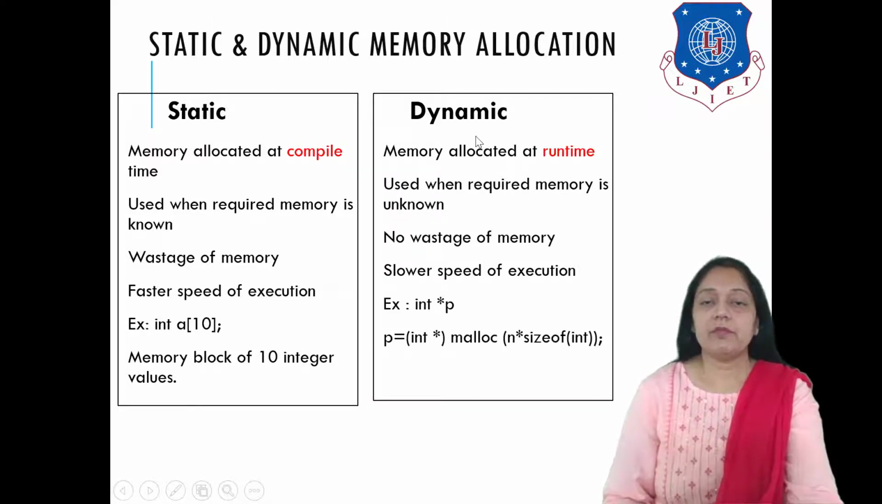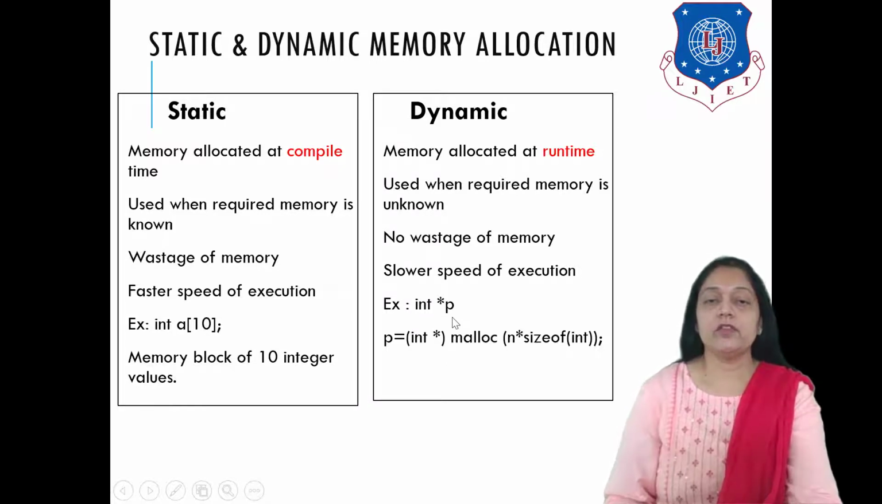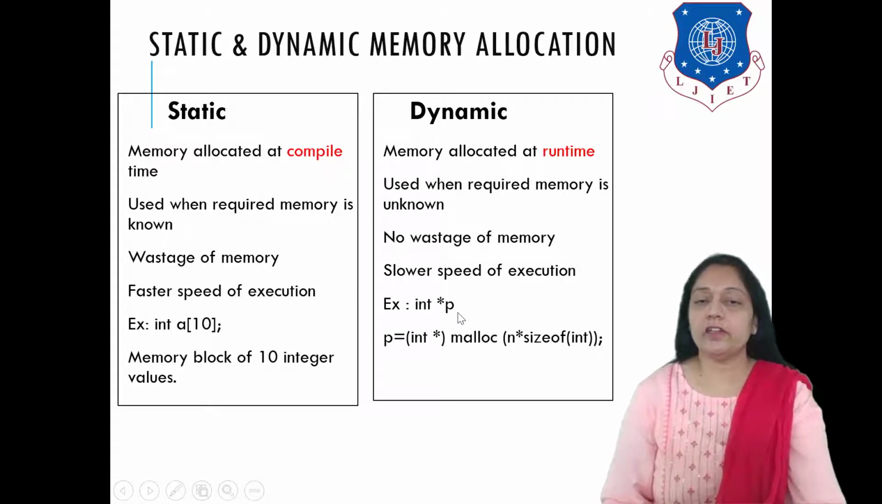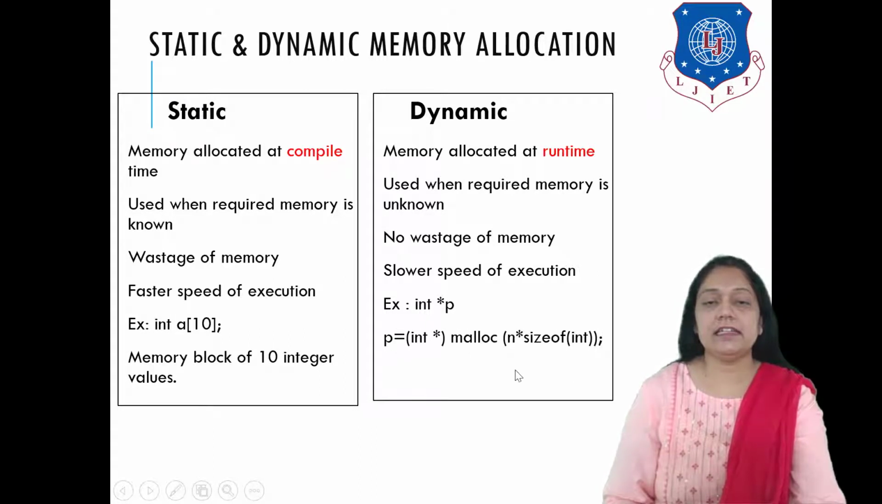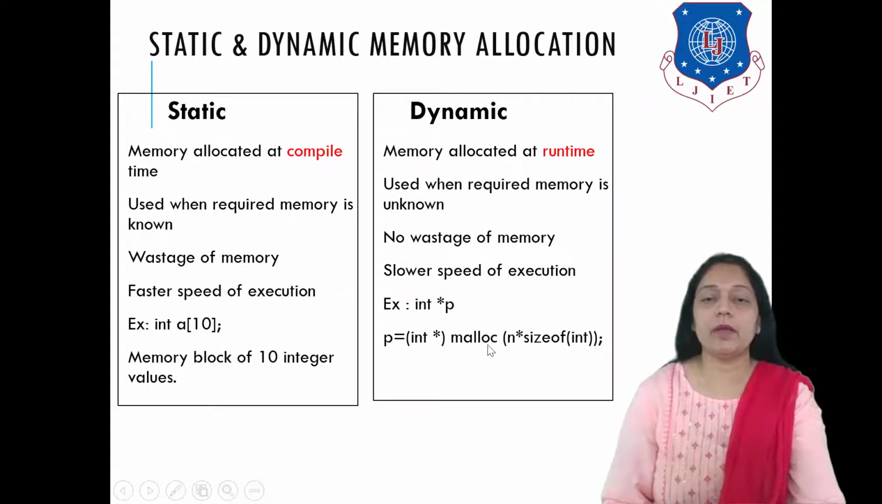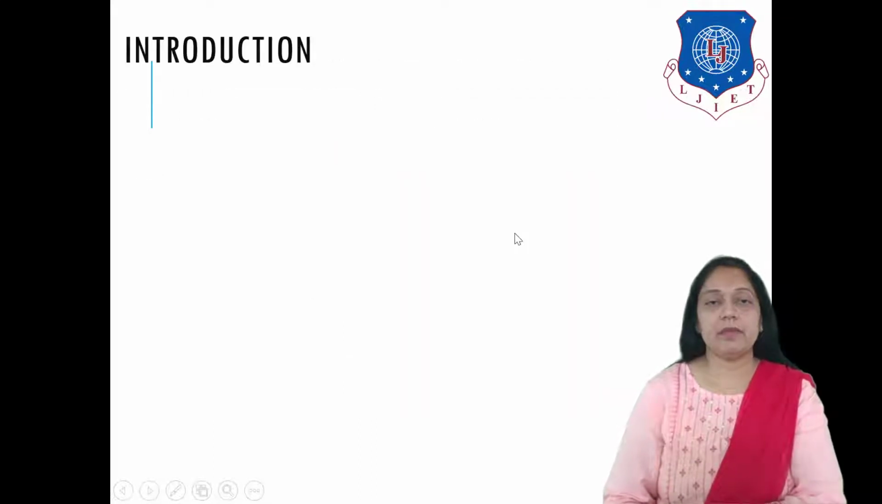Whereas in the case of dynamic memory allocation, we have to compulsorily use pointers. You can use an integer pointer, float pointer, and so on. For that, we have a number of different functions like malloc. We'll understand the syntax later on in the coming slides, that is how to allocate dynamic memory using pointers. So this is the difference between static and dynamic memory allocation.